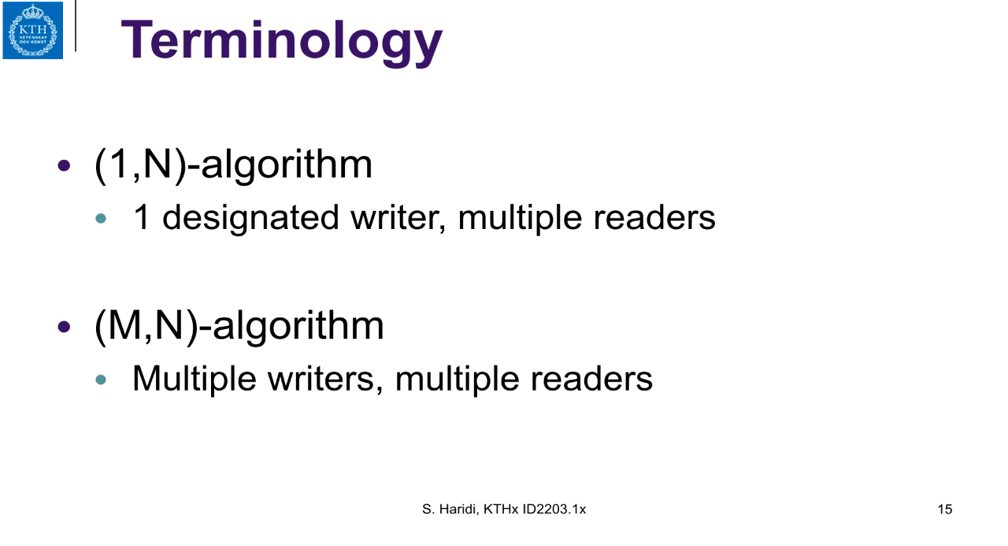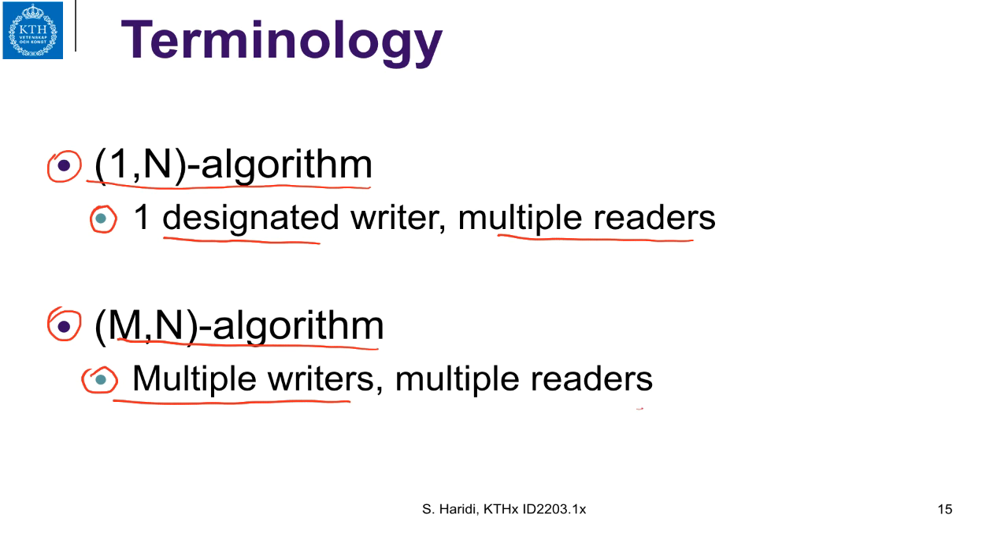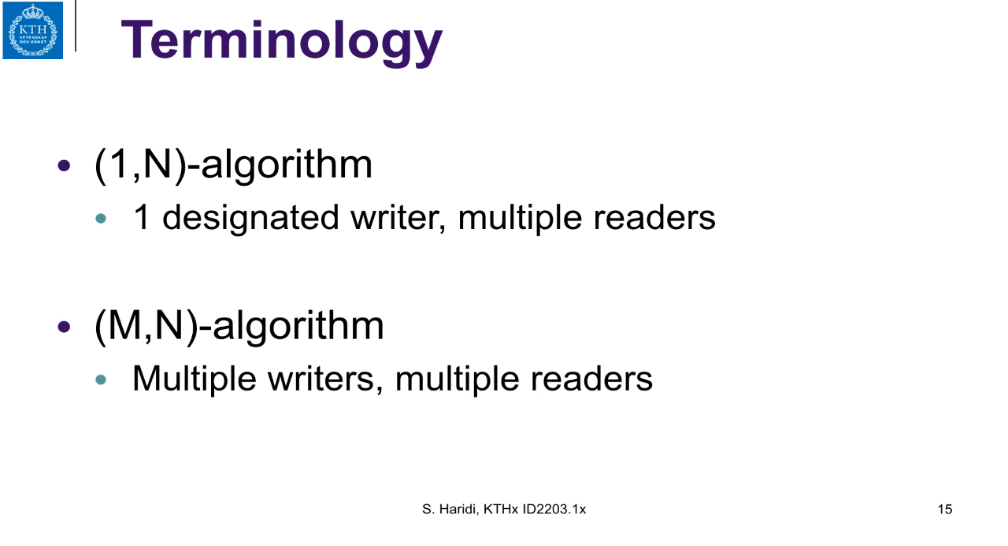We are going to use this notation. A 1N algorithm is an algorithm where we have a single designated writer and multiple readers. When we use the notation MN algorithm, we mean an algorithm where we allow multiple writers and multiple readers. When we talk about a single designated writer, we mean a writer for each register. So there could be different designated writers for different registers.